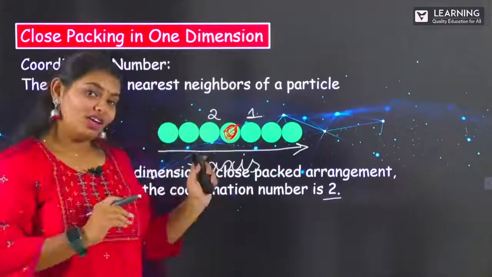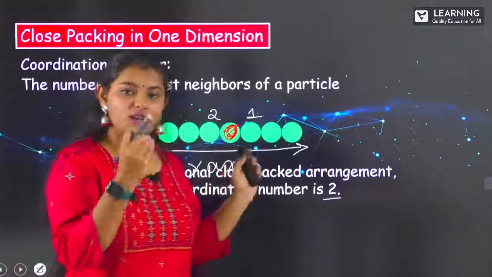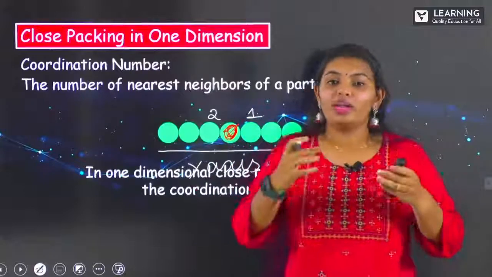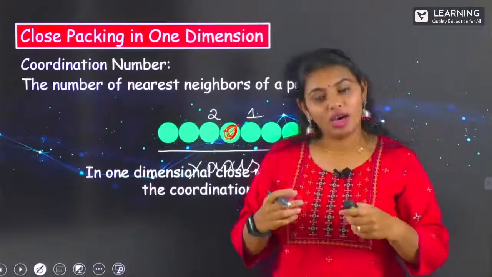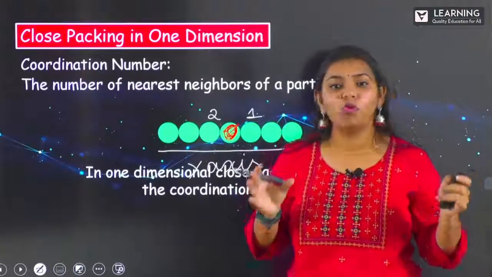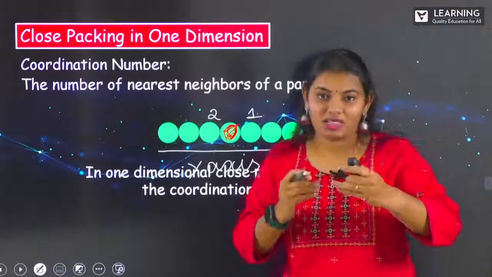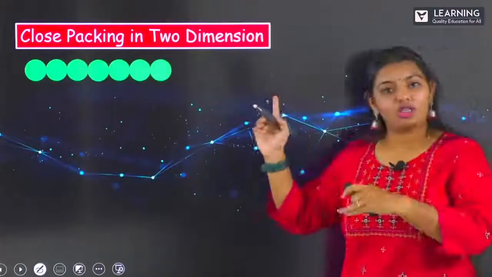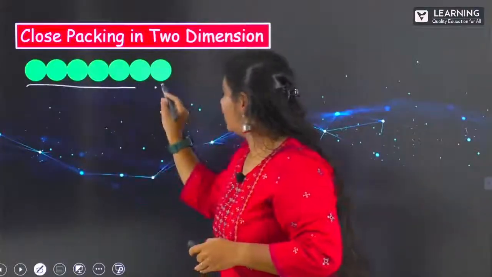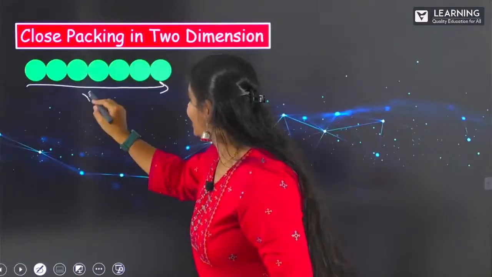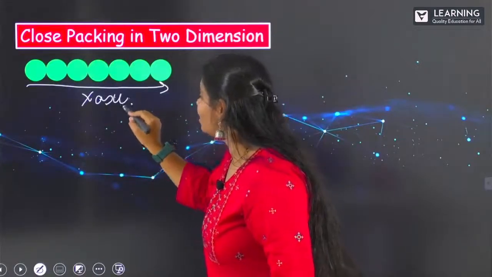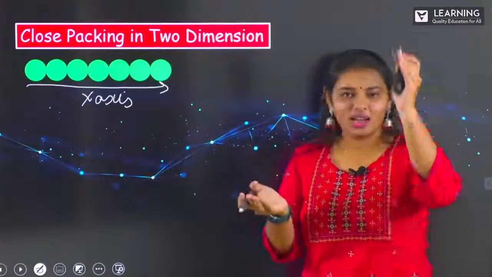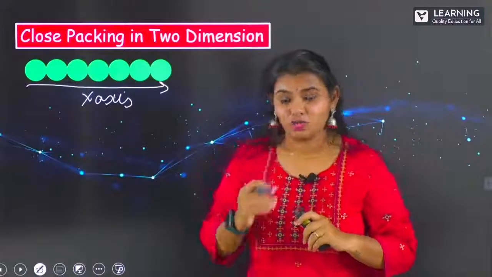Okay, so we have understood how exactly close packing is done in one dimension. From one dimension, the next step is how do we do the close packing in two dimension? One dimension and two dimension, both these things are step by step. As I told you, from one dimension only we will get two dimension. So this is the x-axis. In two dimension, which other axis comes into play? Your y-axis. So here the x-axis is there, the y-axis also is there. That's how the arrangement is done.